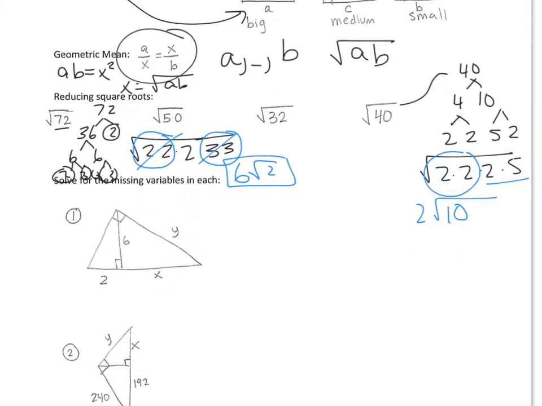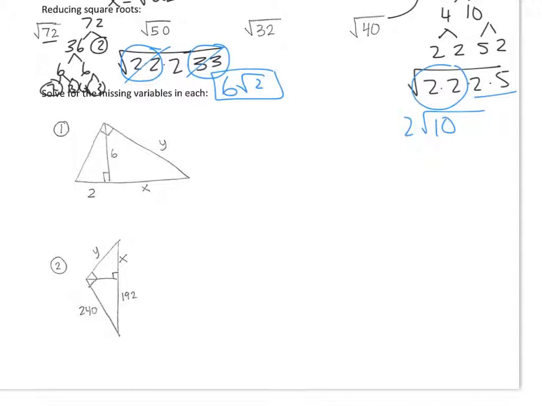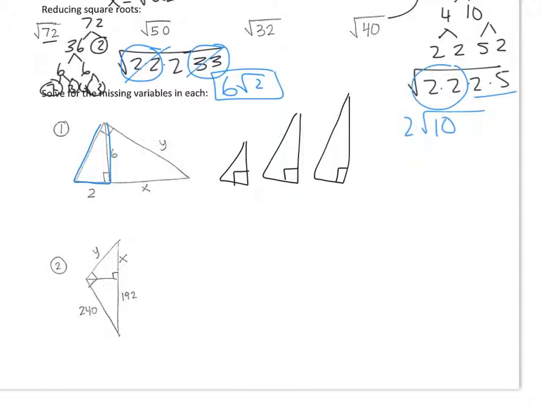Okay, so going back to the triangles. Solve for the missing variables in each. What you want to do is draw out a small triangle, the medium triangle, and the largest triangle. And make sure you're labeling the right angles in the right spot. So the small triangle is this one right here. So the short side is 2, the long side is 6, and nothing is labeled for the hypotenuse.